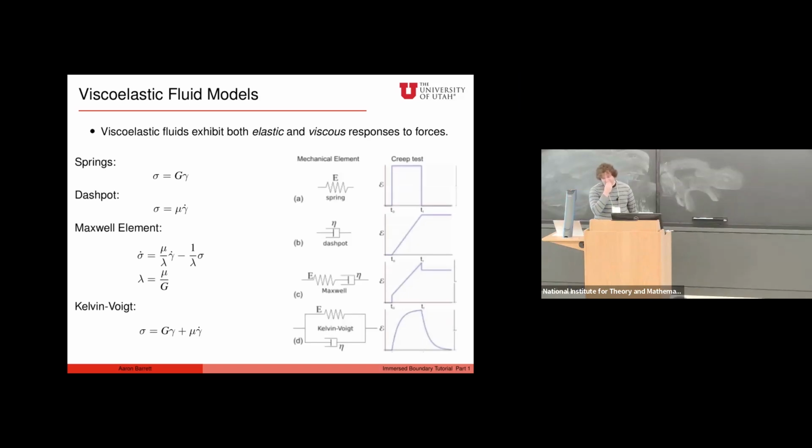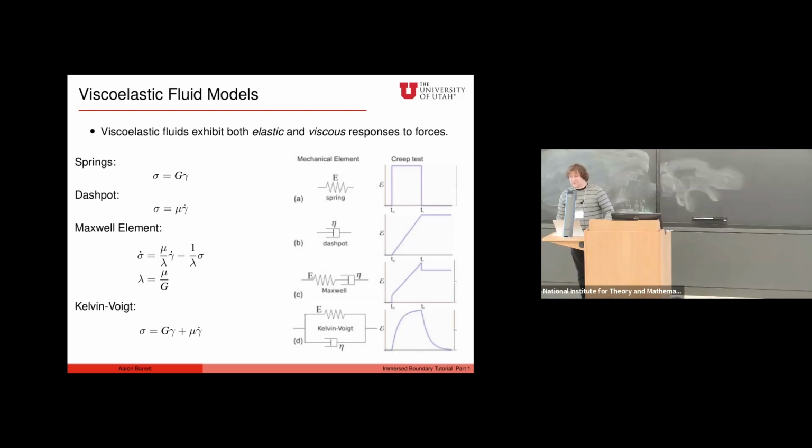And so if you have a viscoelastic fluid, it will exhibit both viscous and elastic forces. You can think of a spring being a perfectly elastic structure. You stretch on it, you let it go, it snaps back. So its stress is linearly proportional to how much it's being stretched. For a viscous element like a dashpot, the stress is linearly proportional to how fast you stretch it, so the rate of strain.